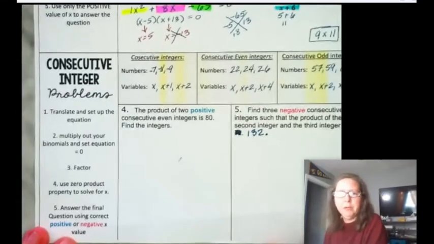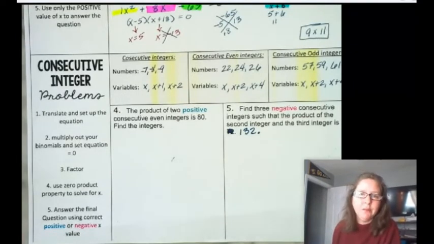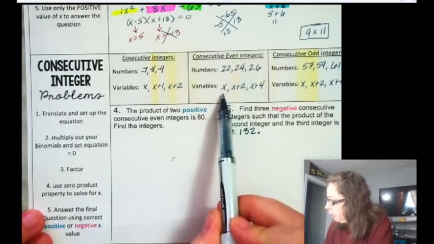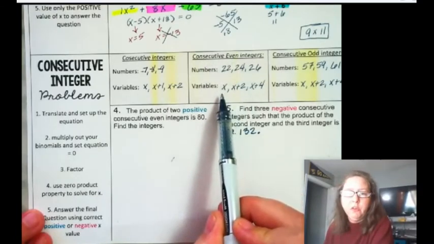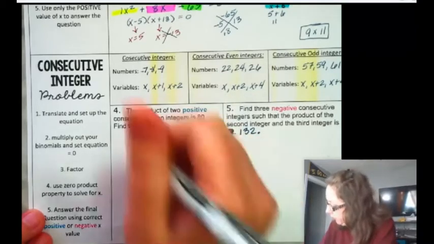So let's just jump right into example 4. So we're going to have to translate this. The product of 2 positive consecutive even integers is 80. So 2 consecutive even integers. So since I'm only using 2 integers, I'm going to do x and x plus 2.